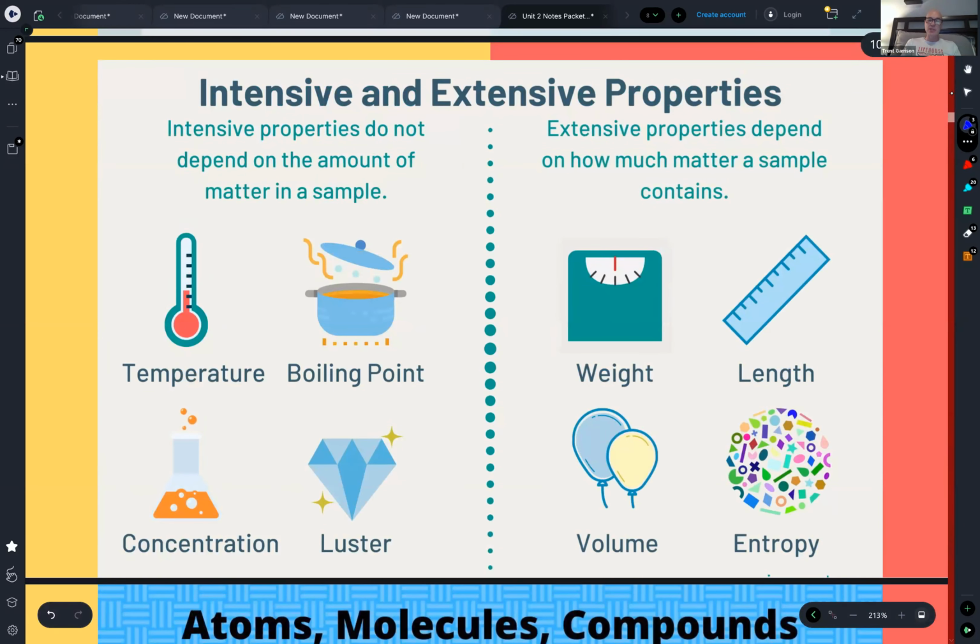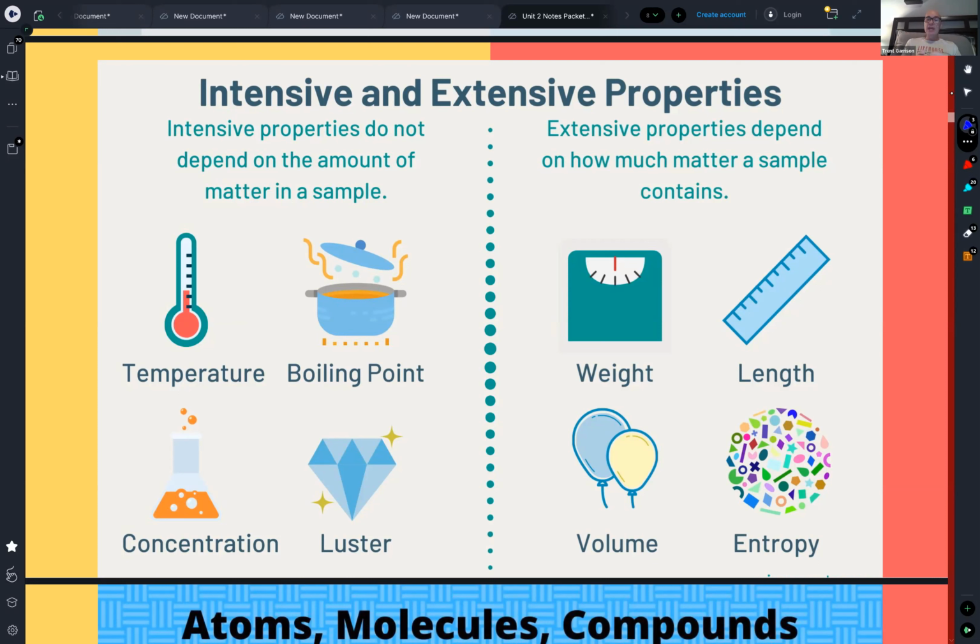Now, further, we can classify these properties as either intensive or extensive. And the easy way to remember this is that intensive properties are things that are inside the material and do not change. The boiling point of water, no matter where you go, will not change. The freezing point will not change. The density, which is another word for concentration, those are properties that don't change no matter where you take the substance.